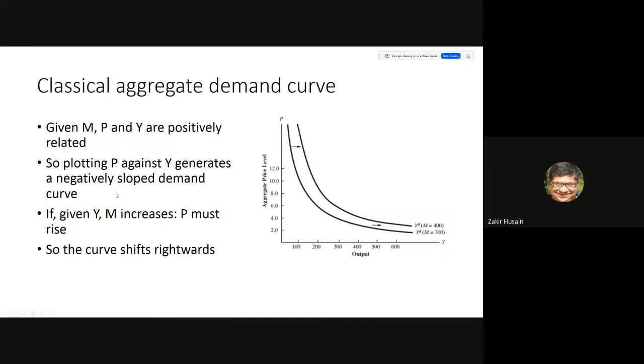So I have a rectangular hyperbola. Forget about the other properties. The important property is it is negatively sloped. Right? So you have a negatively sloped demand curve. But remember, this has been drawn for a particular money supply. If you increase the money supply, keeping everything the same, this rectangle is going to increase.